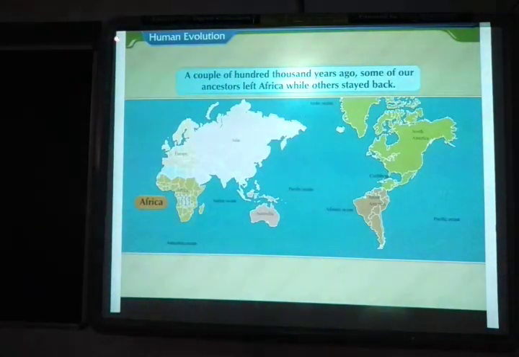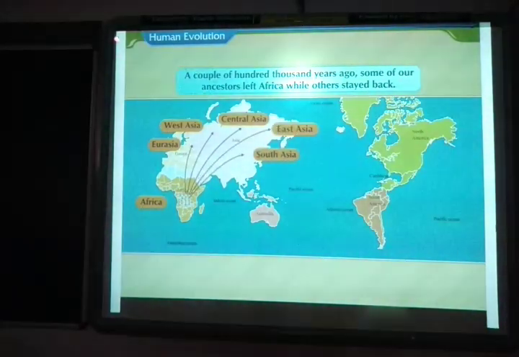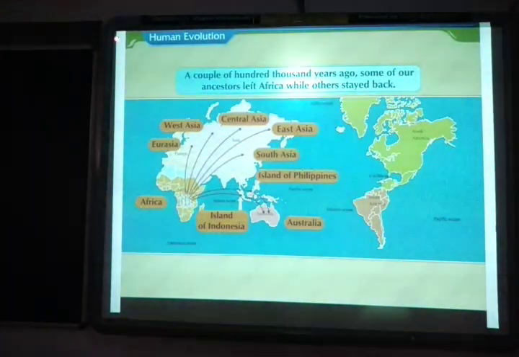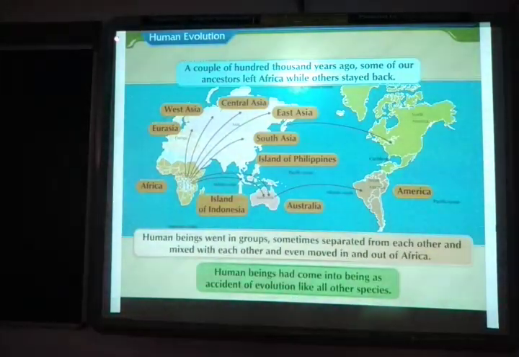Those who left Africa slowly spread over the planet from Africa to West Asia, Central Asia, Eurasia, South Asia, and East Asia. They migrated down the islands of Indonesia and the Philippines to Australia, and reached America. They went in groups, sometimes separated from each other and mixed with each other, and even moved in and out of Africa. Like all other species on the earth, they had come into being as an accident of evolution.